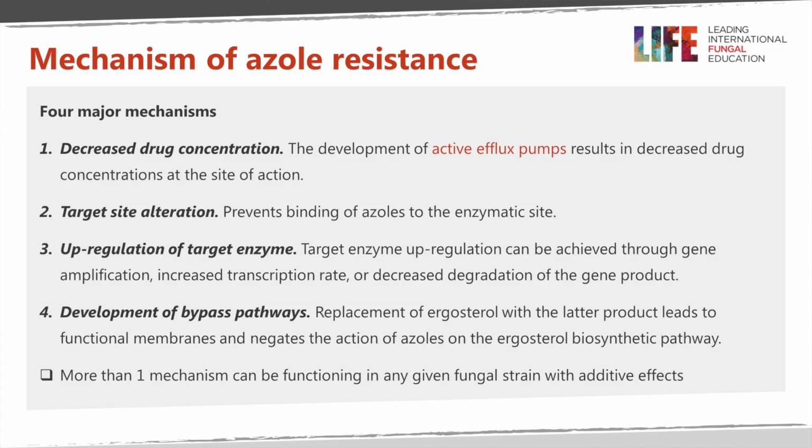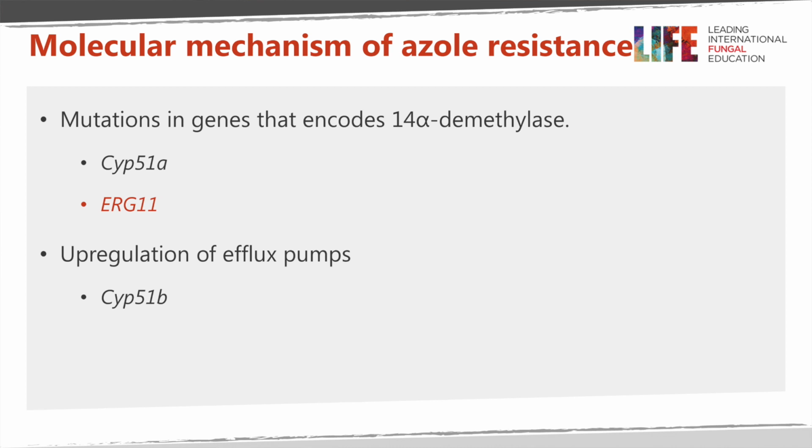So there are different mechanisms of azole resistance. Most important for Candida, and particularly Candida albicans, is the role of efflux pumps that result in decreased drug concentrations at the site of action. There could be also alterations of the target enzyme. We talked about the 14-alpha demethylase. So point mutations in the gene encoding for this enzyme lead to antifungal resistance. At the molecular level, for Candida, we are talking about this ERG11 gene encoding for the 14-alpha demethylase.